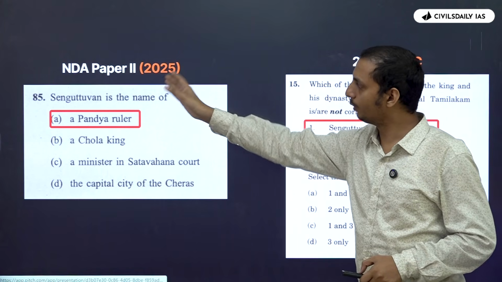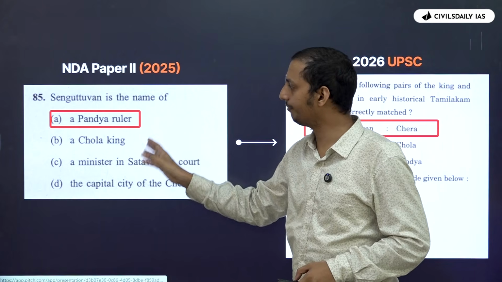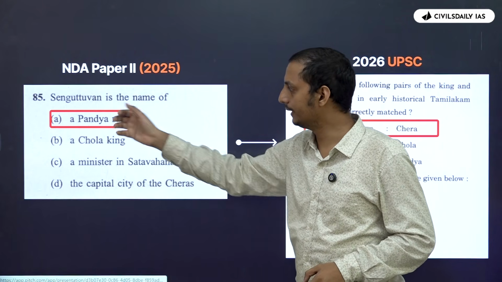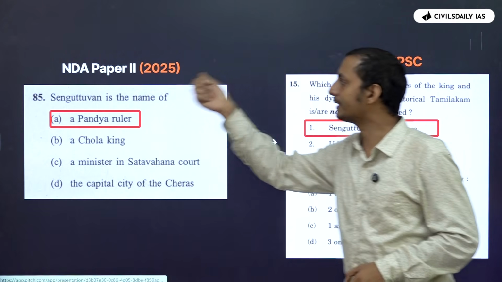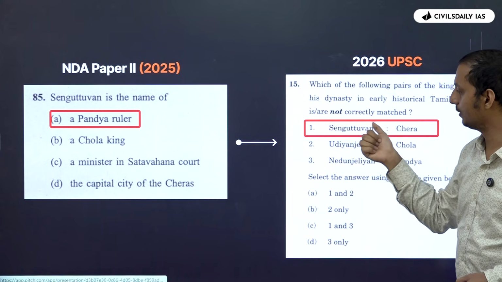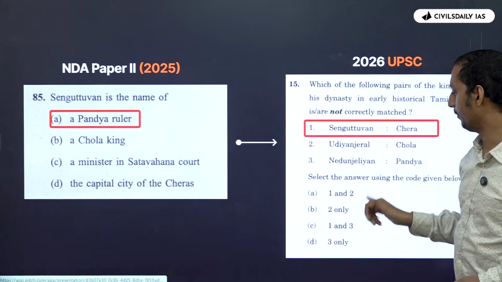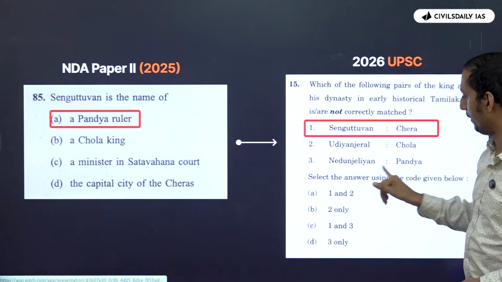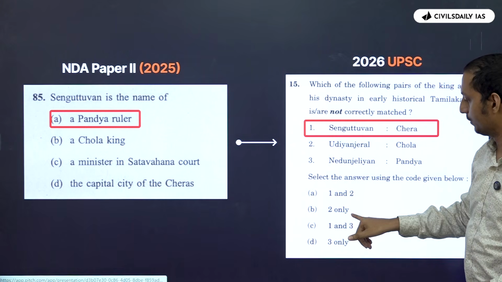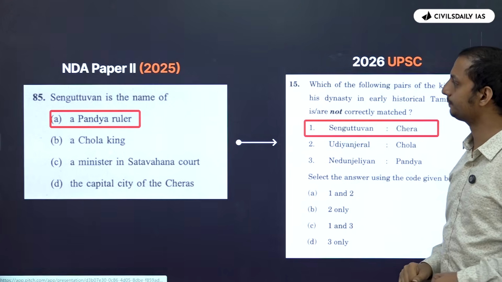In NDA paper 2 2025, Chenguttuvan is the name of a Pandyan ruler or Chola ruler. The answer was Pandyan ruler here. The same question has been provided here. Which of the following is not correctly matched? Chenguttuvan is not Chera, he is basically a Pandya. So here, Chenguttuvan is Pandya, Nedumchelian is Chera. So therefore 2 only is not correctly matched. So 1 and 3 will be the answer here.